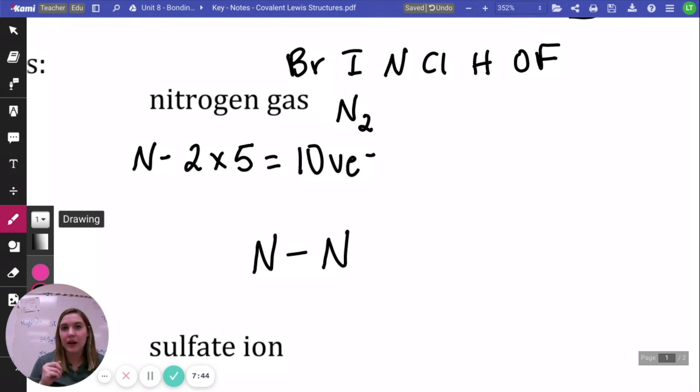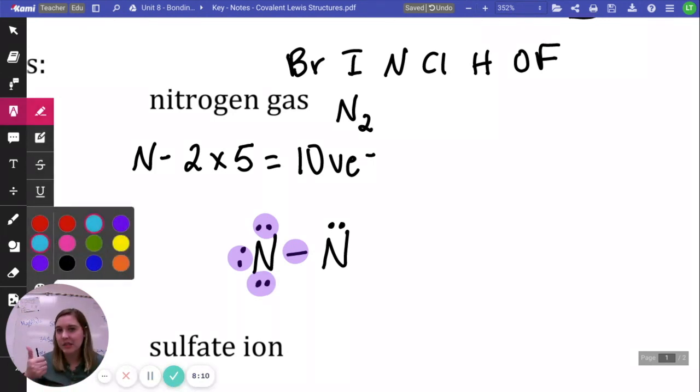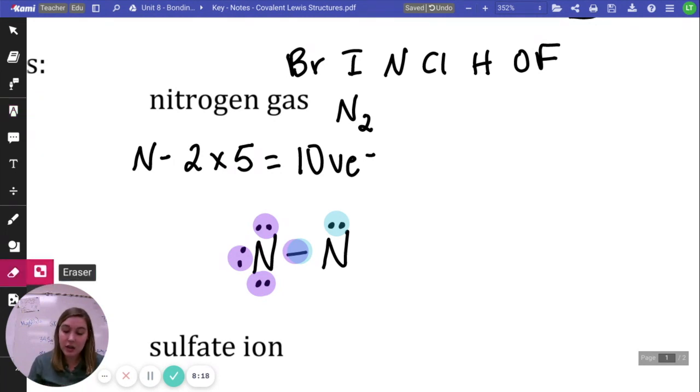All right, so I'm going to start filling up the outer octets of both of them. So then we've used 2, 4, 6, 8, and then 10. All right, so now I want to check that everybody has at least an octet. So we're going to start with our nitrogen on our left. It's got 2, 4, 6, 8. So that nitrogen is good. It's full. It's got its octet. So then now we'll check the nitrogen on the right. It's got 2, 4. Okay, so that nitrogen is not full because it only has 4 electrons and it should have 8.